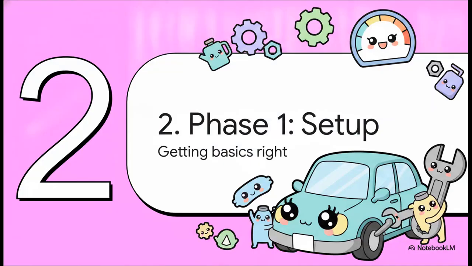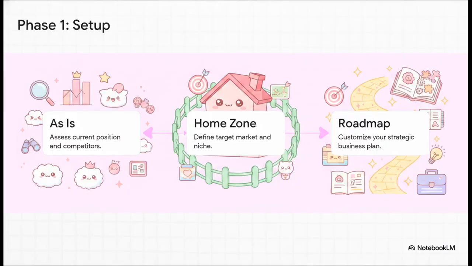Moving into section 2, let's look at phase 1, the setup, where we focus on getting those absolute basics right before we hit the gas. In this initial setup phase, we map out 3 distinct stages. First up is the as-is stage. This is where you do an honest, hard assessment of your current position, your real capacity, and of course your competitors. Second is defining your home zone, basically pinning down your exact target market and niche. And the third stage is your roadmap, where you customize a strategic business plan that actually fits your unique operational needs, instead of just leaning on some generic one-size-fits-all template.